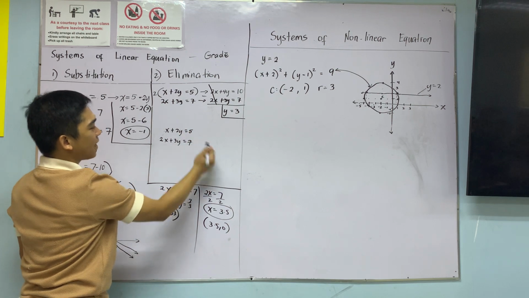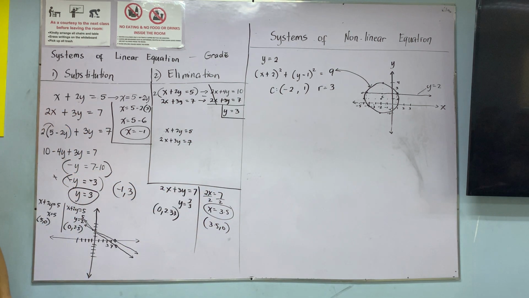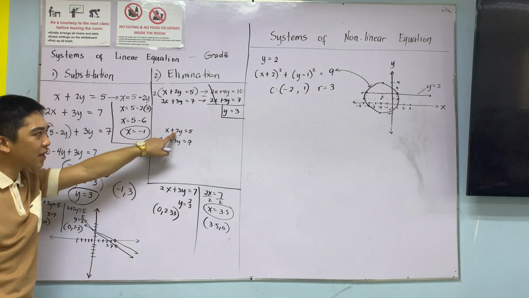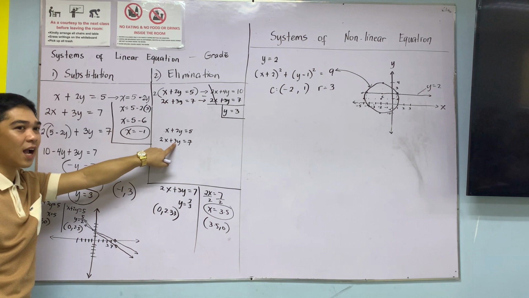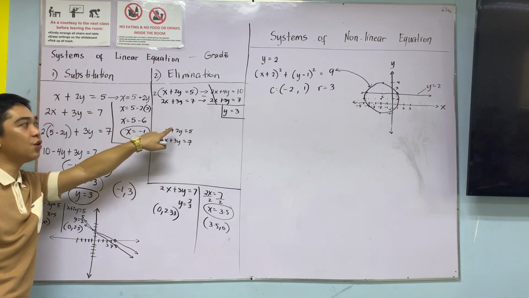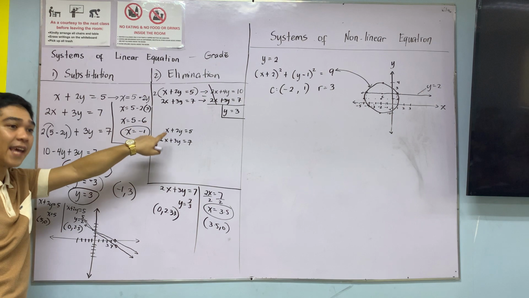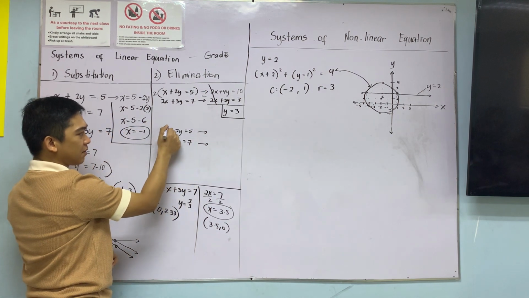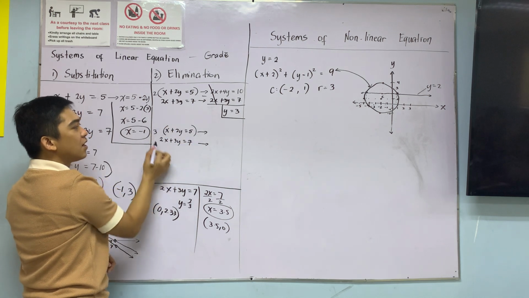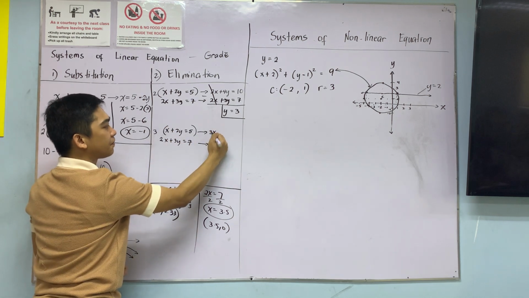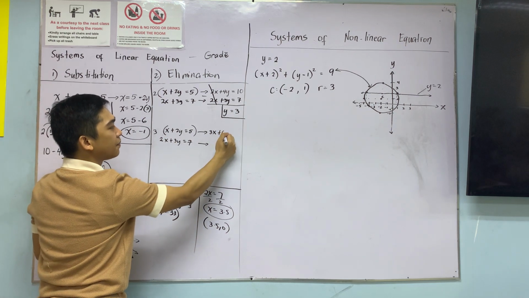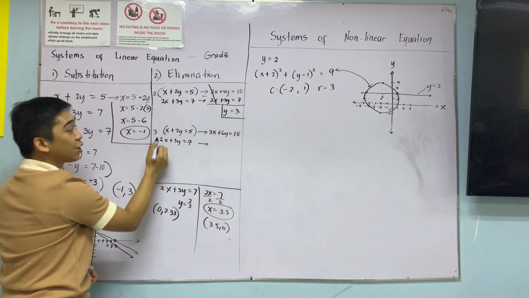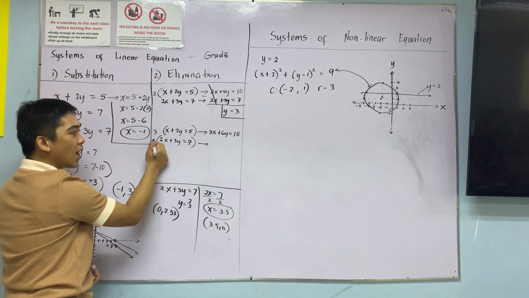Okay. Dito naman, kapag gusto natin i-cancel si y, dapat magkapares yung coefficient. So, imamanipulate natin yung first equation and second equation. Ano i-multiply natin sa first? Si 3. So, 3 times x? 3x. 3 times 2y? 6y. Is equal to 3 times 5? 15. Ito naman, multiply natin ito ng 2.